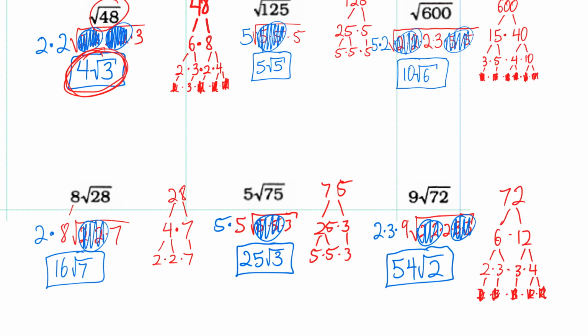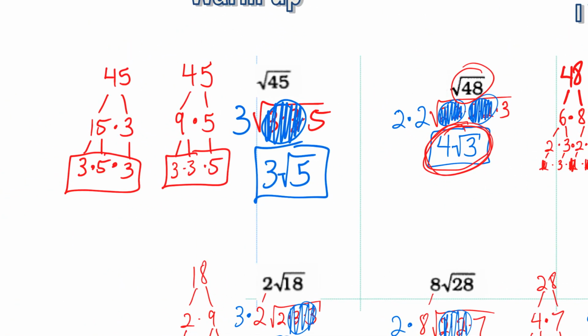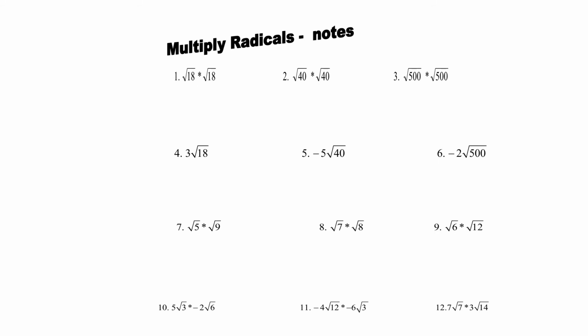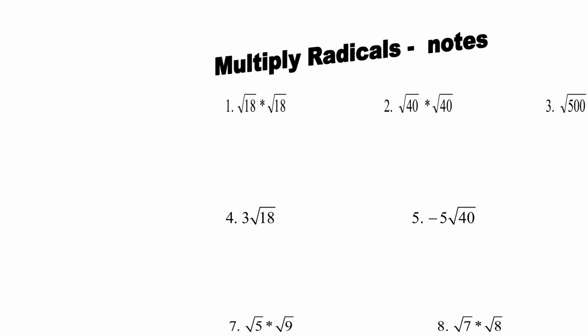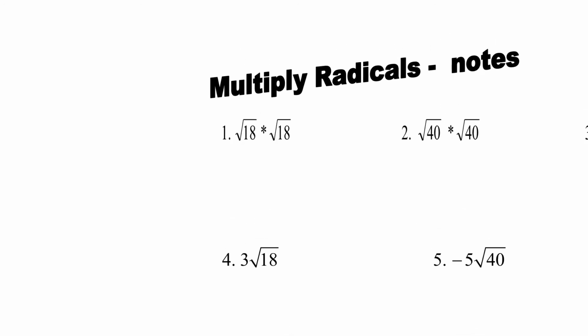On number 1 over here. Yep. So square root of 45 is 3 square roots. Okay. So on the back of there, I'm going to talk more about multiplying these radicals today. All right. So number 1, square root of 18 times square root of 18. What's that going to be?